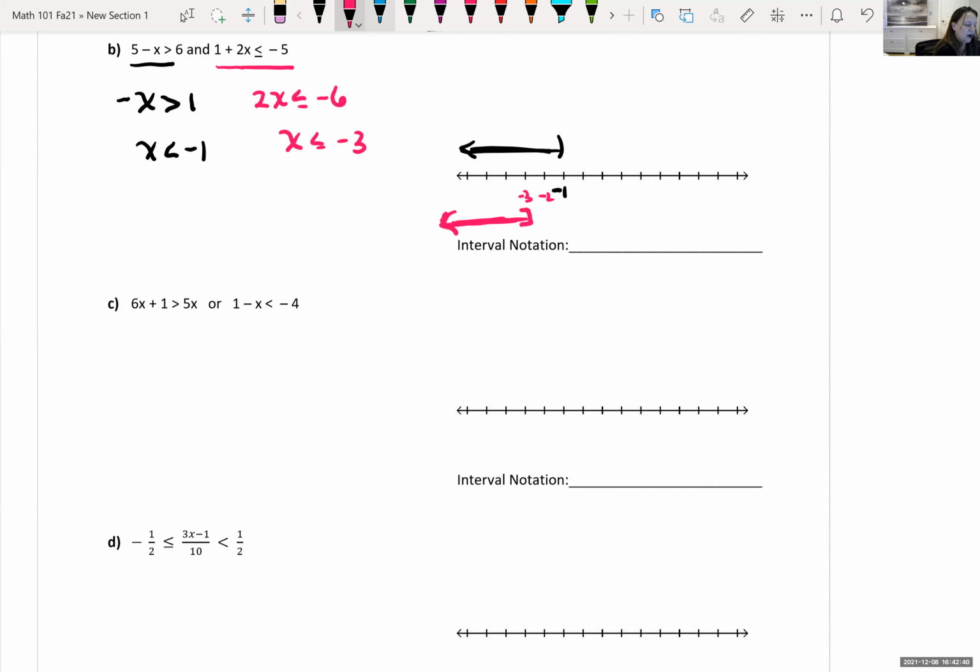So what they share in common is everything from negative infinity to negative 3. So always go smaller to larger. So in parentheses, negative infinity, comma, negative 3, bracket.